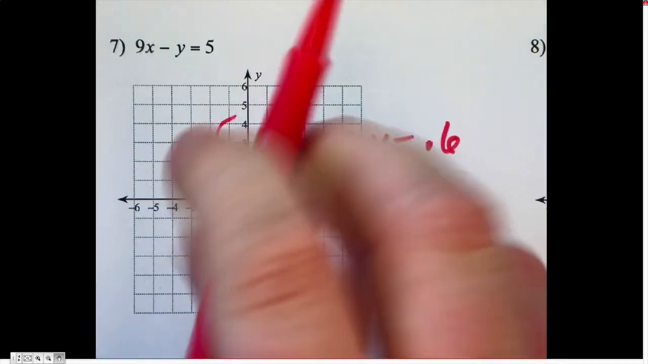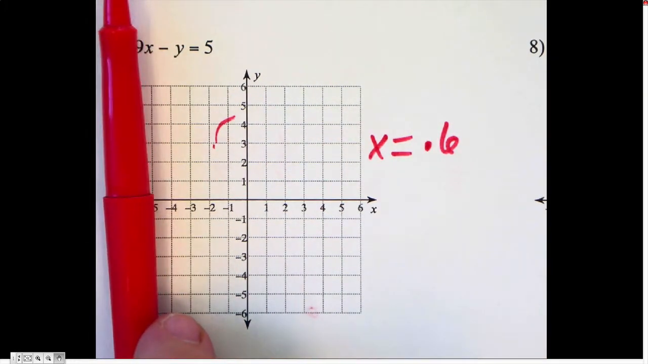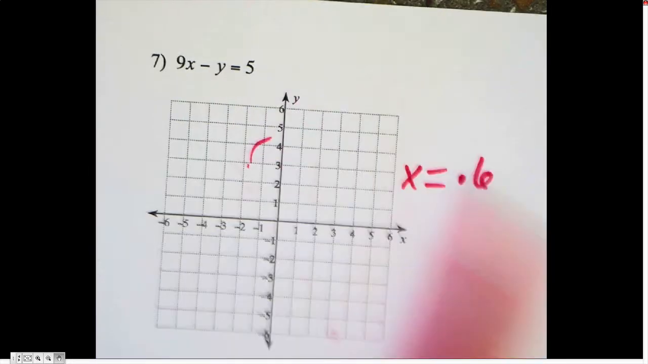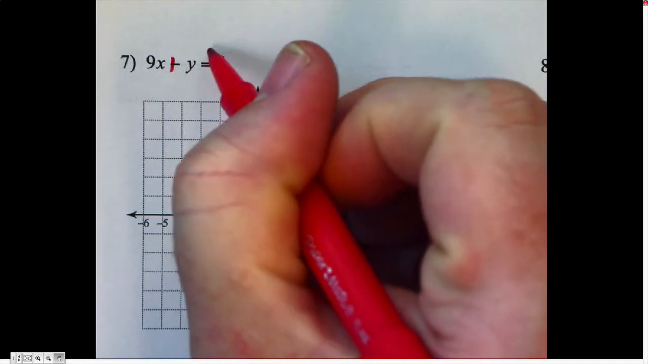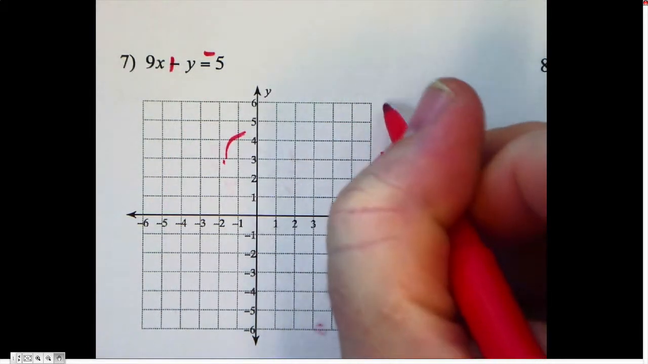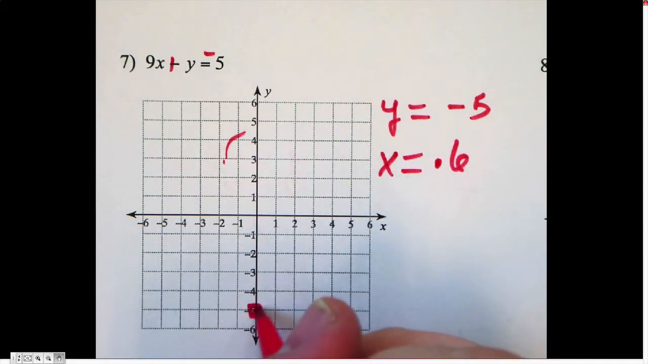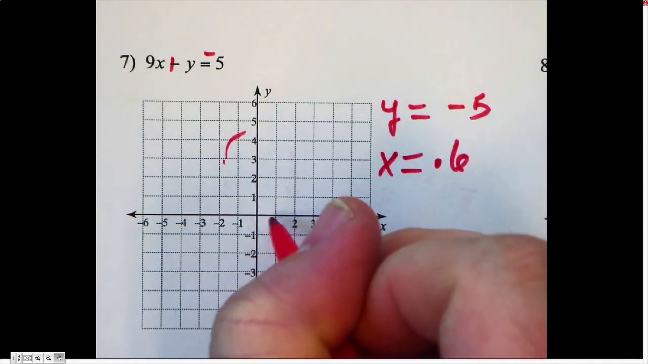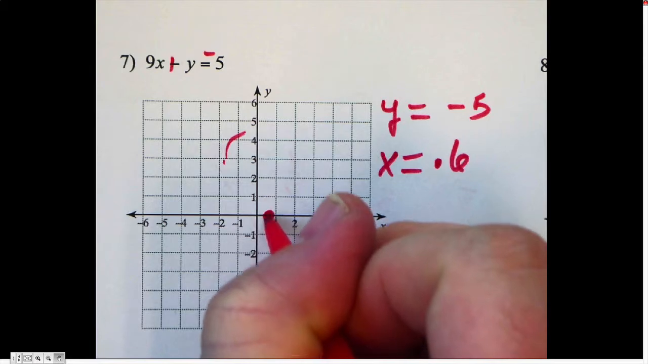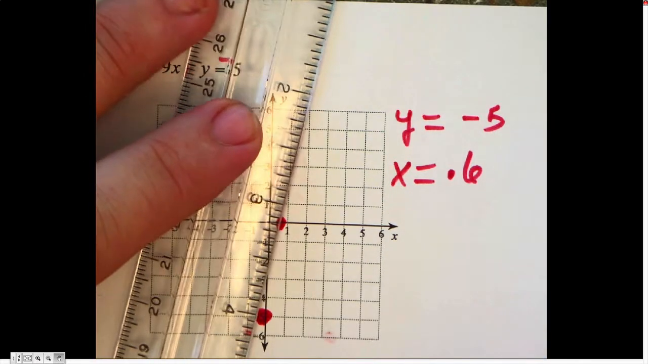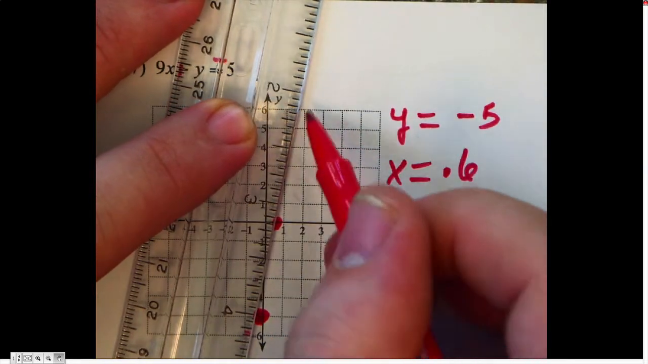Now, let's find y. When we cover the x, we get negative y equals 5. So let's change the sign of both of those. And we get y equals negative 5. So our y is negative 5. And our x is about a half, 0.6. We have 2 points. We can simply draw the line.